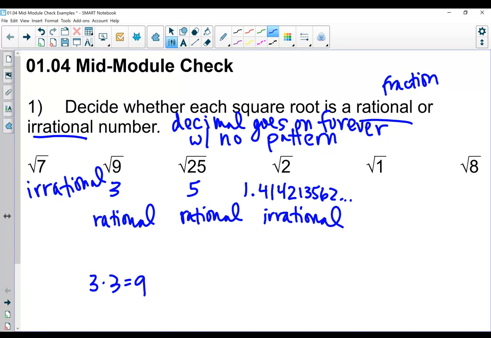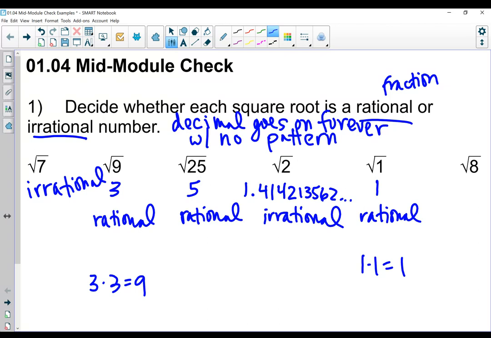Square root of 1 is kind of tricky. People want to say that it's irrational, but I can remember 1 times 1 equals 1. So the square root of 1 is just 1, and it will be rational again. I can always take any whole number and make it into a fraction.